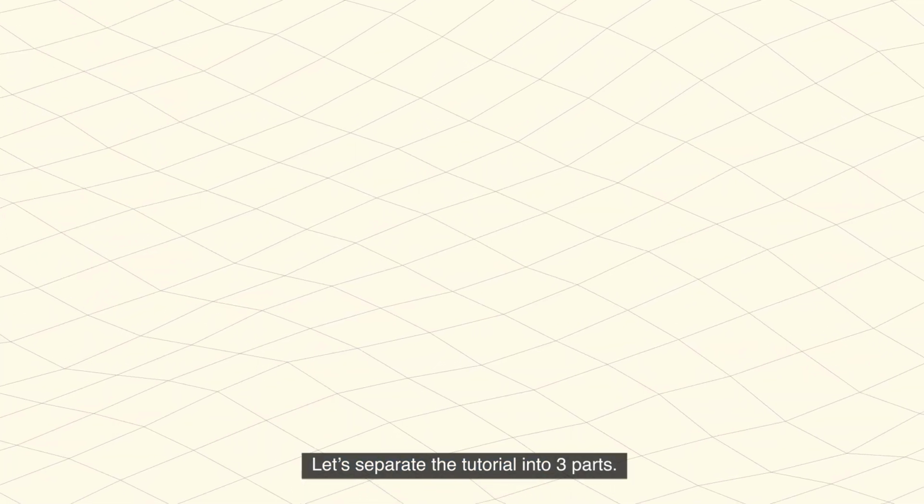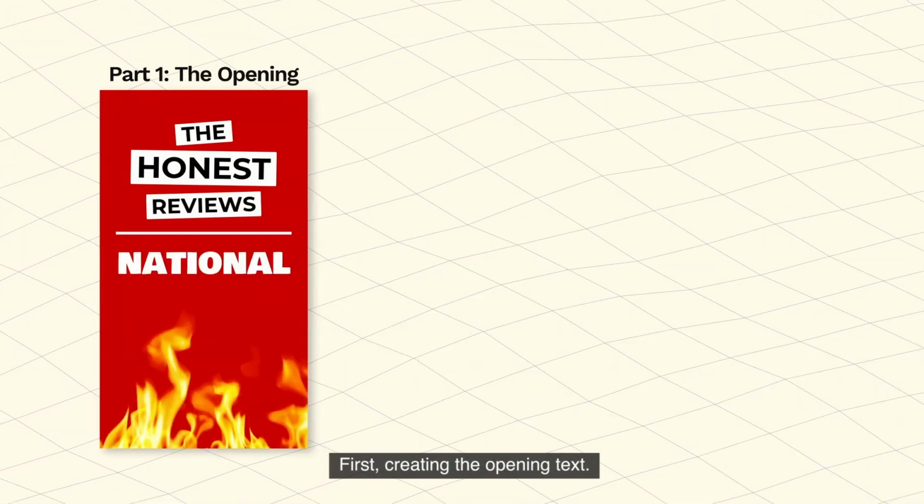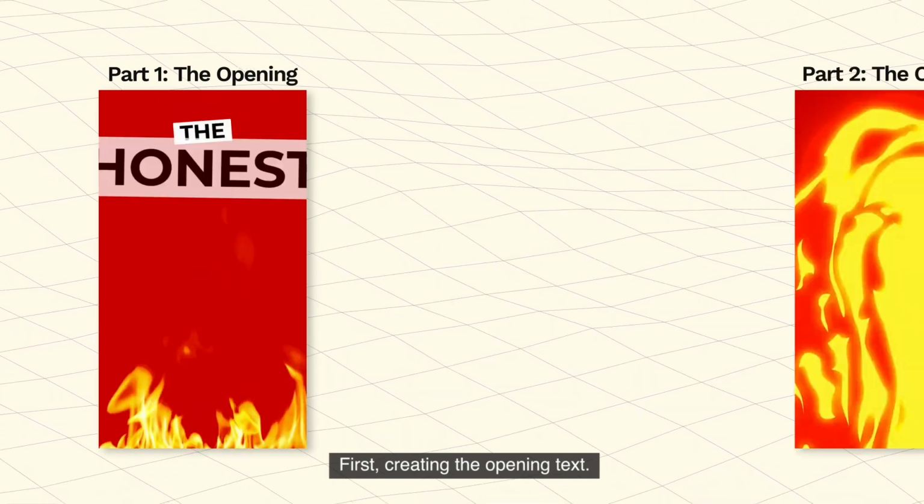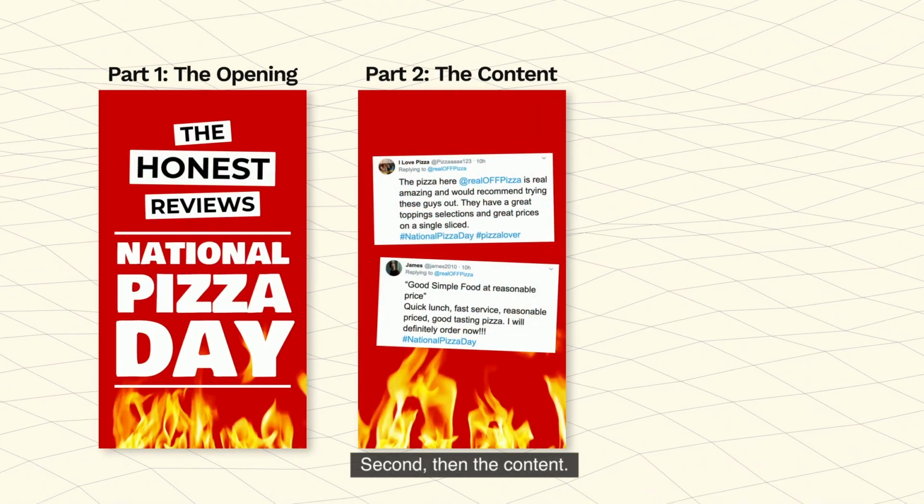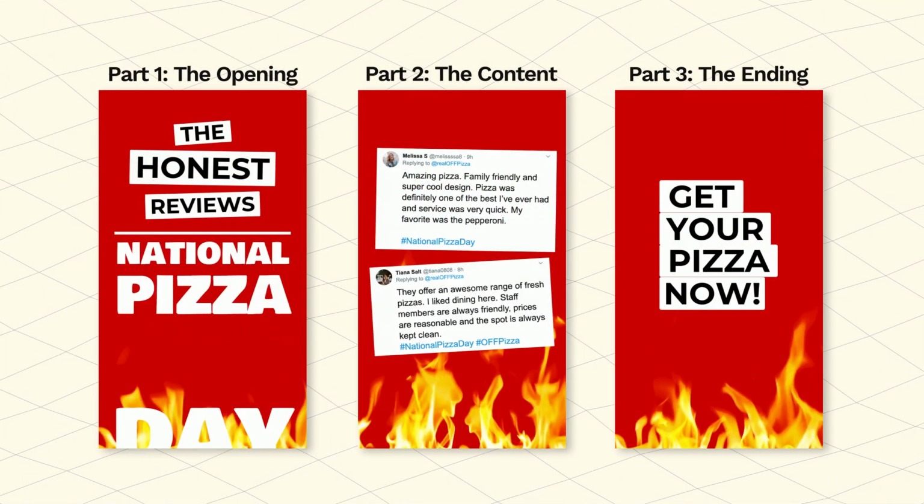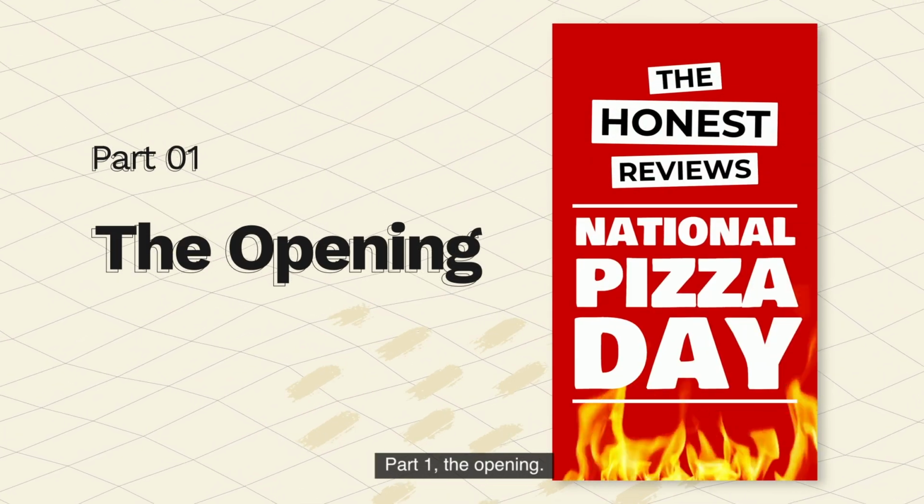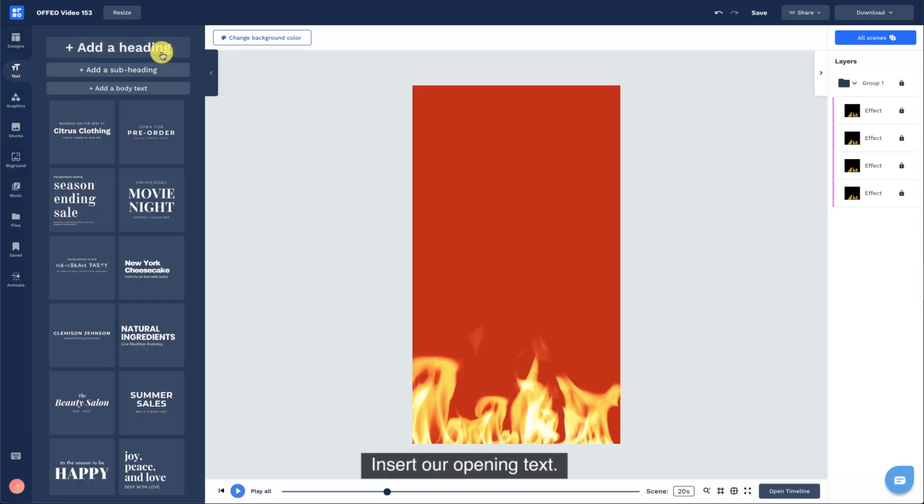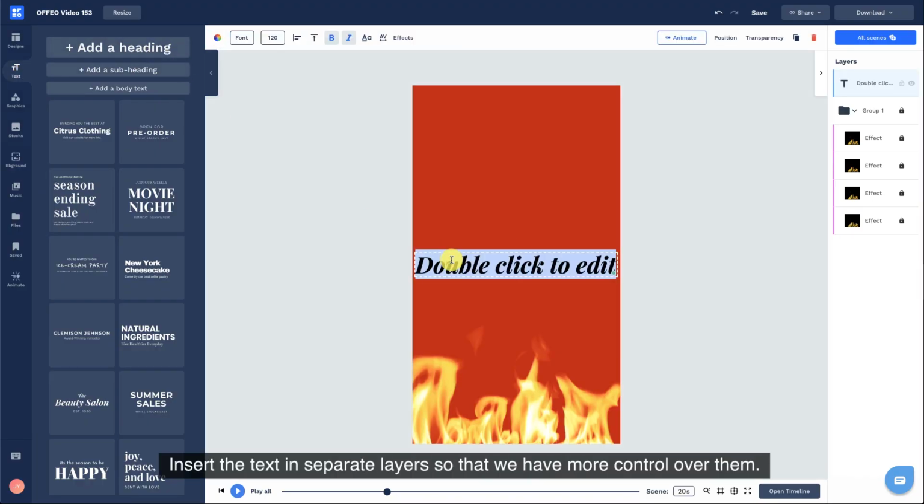Let's separate the tutorial into 3 parts. First, creating the opening text. Second, the content. For the last part, the ending. Part 1, the opening. Insert our opening text. Insert the text in separate layers so that we have more control over them.